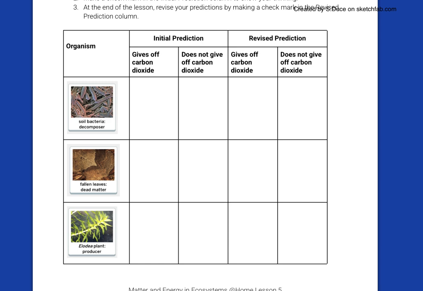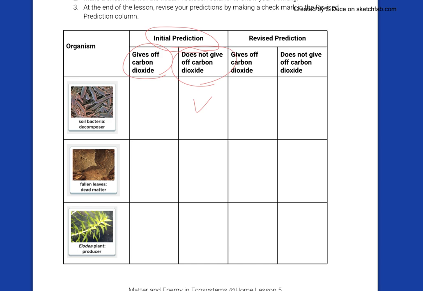And in your prediction, you're going to decide, does a soil bacteria, which is a decomposer, give off carbon dioxide? If so, you're going to mark a check mark right there. Okay? So right here, you'll check it off. But if it does not give off carbon dioxide, then you will mark it here. So you're only going to do your predictions first. So do these two areas here or here.